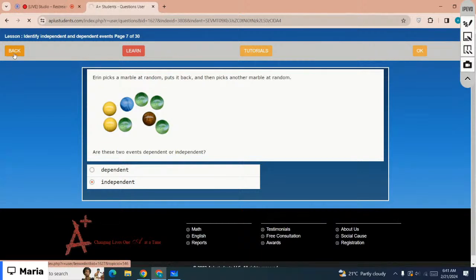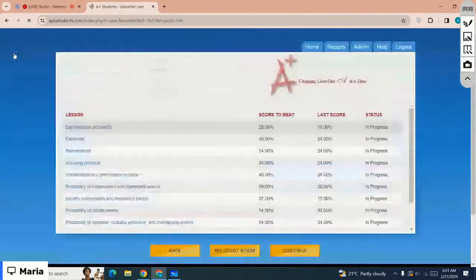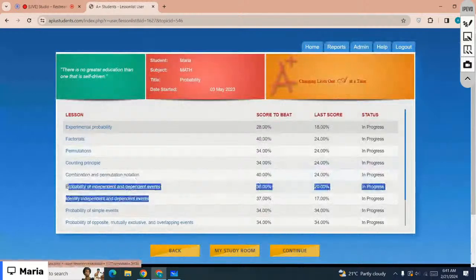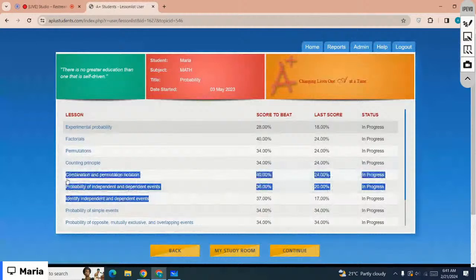So we were working on grade 5 math, on the chapter probability. The lessons we have covered today are combination and permutation notations, probability of independent and dependent events, and the one we have just finished, identify independent and dependent events. Please make sure that before the next session you complete all the practice questions for the lessons we did today. That is your homework until the next session.